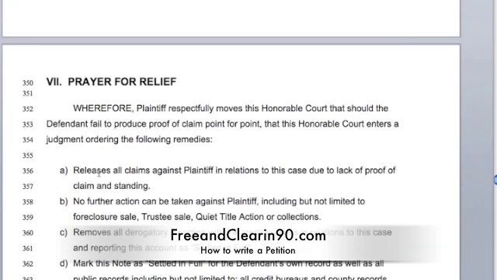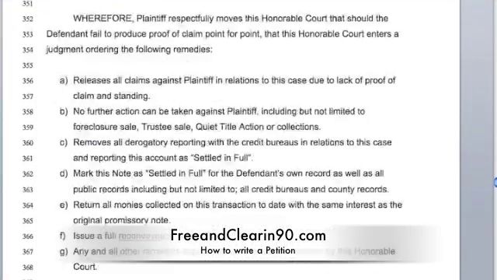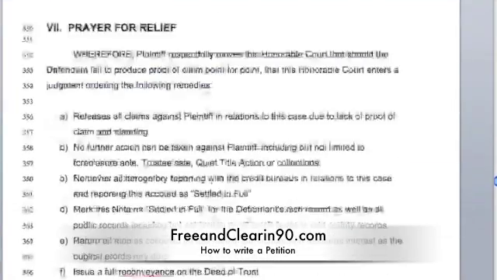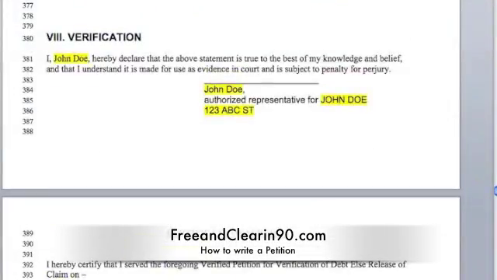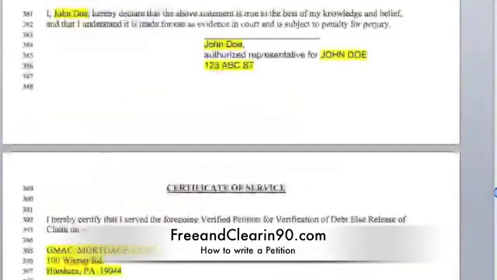What we want is release of claim. We want to remove derogatories. We want to have all of our monies returned to us, including interest and reconveyance, etc. So that's kind of what the pleading looks like, and then I have certification, verification, and then my evidences that I presented to the court.